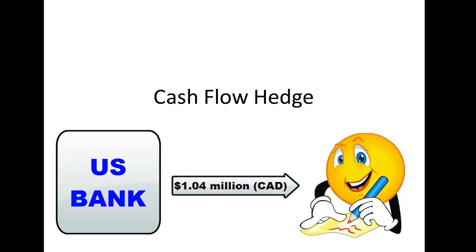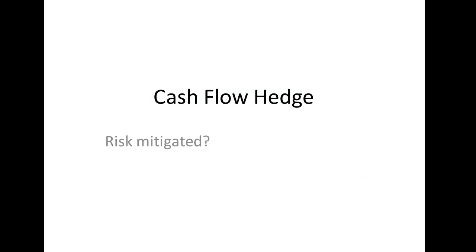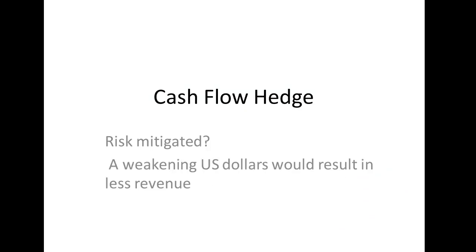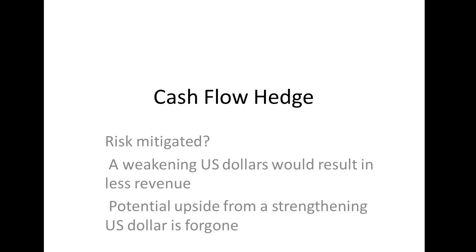Why would Bob do such a thing? Well, to mitigate risk, of course. A weakening US dollar would result in less revenue. But for that, he is foregoing the potential upside from the strengthening US dollar.